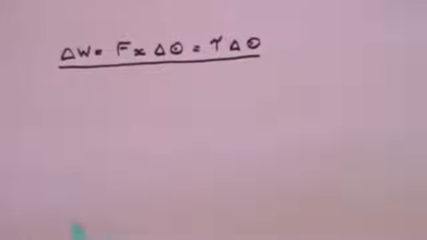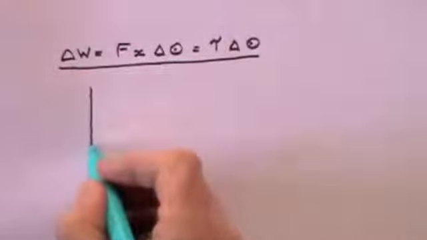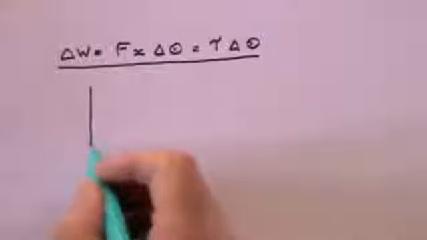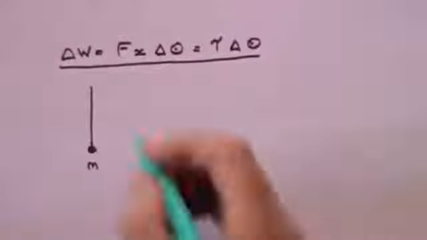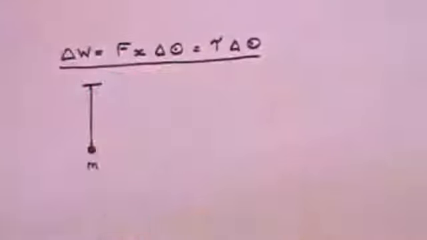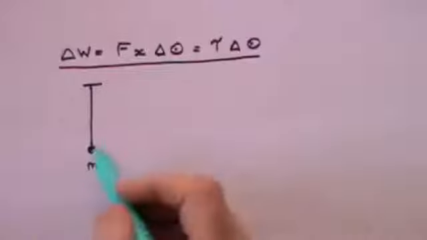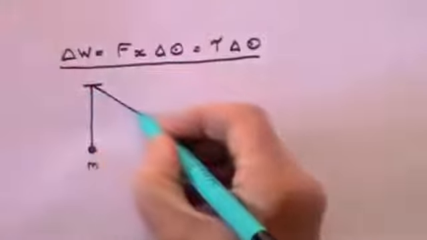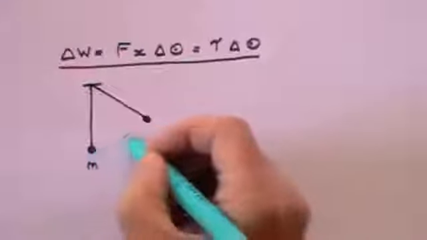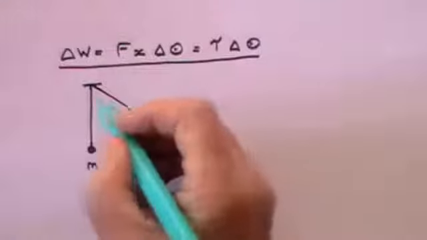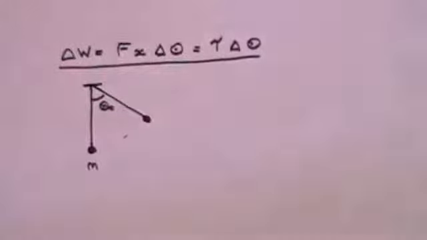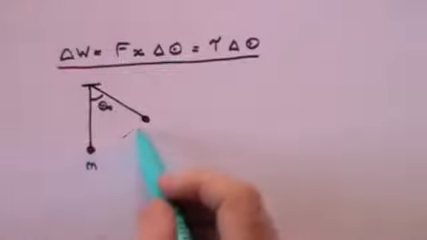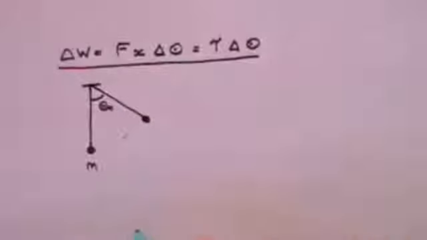I want us to consider what is essentially a pendulum, a rigid rod which is massless, and at the end we have a mass m. And it's pivoted at this point here. And what I'm going to do is to push this mass up so that it rotates to an angle theta 0. And the question I want to ask is, what is the work that I do pushing that mass up through that angle theta 0.